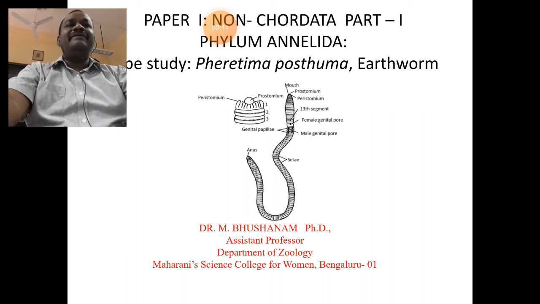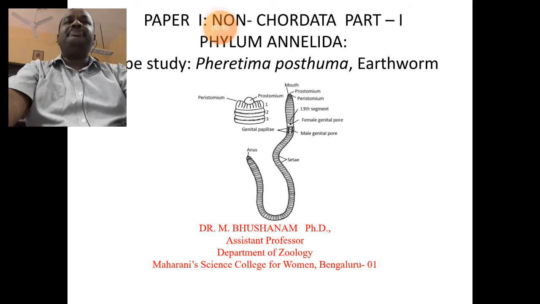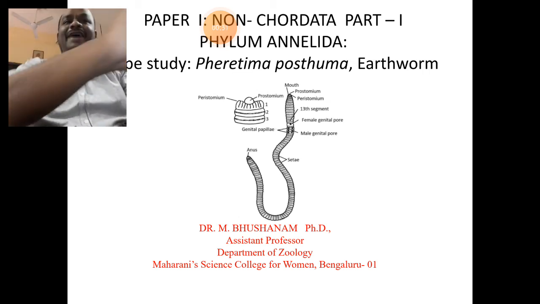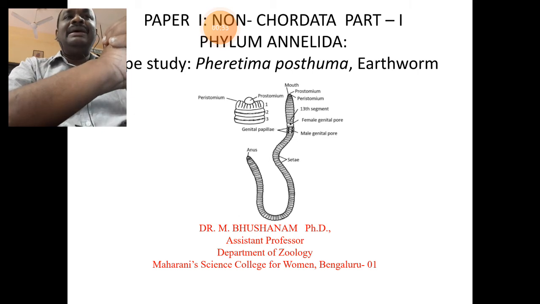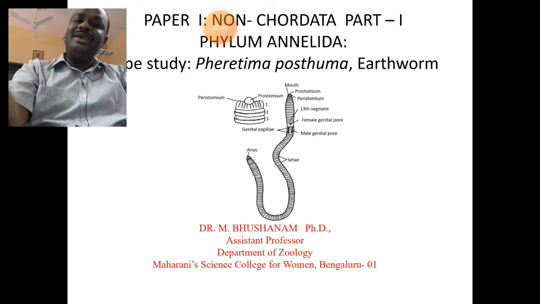Today we shall understand the type study organism under phylum Annelida, that is earthworm. A type study animal generally represents the rest of all the animals of the phylum. That is, its study will remain almost the same as the rest of all the animals of the phylum.